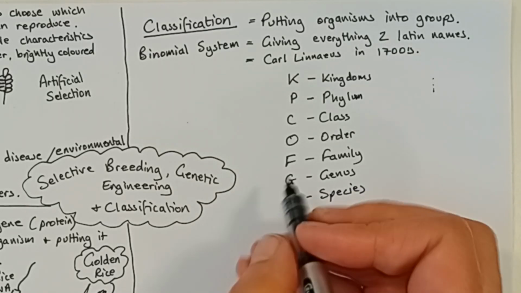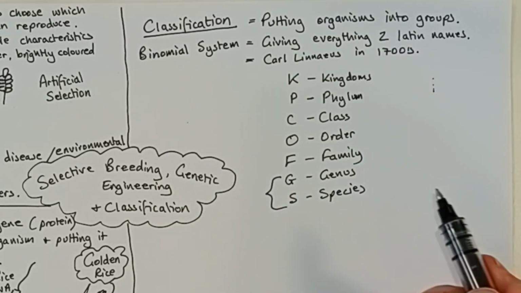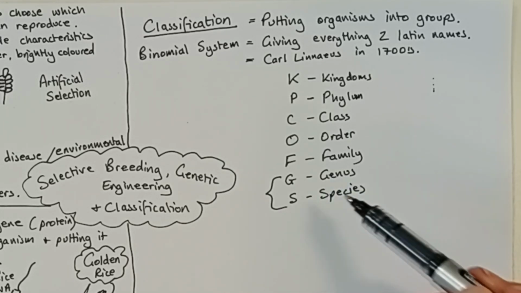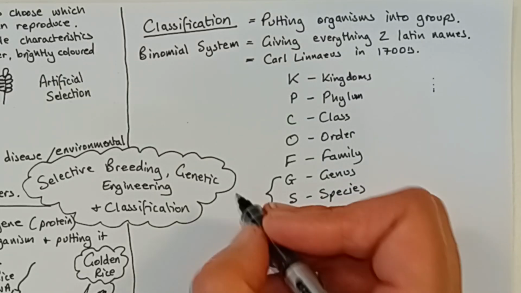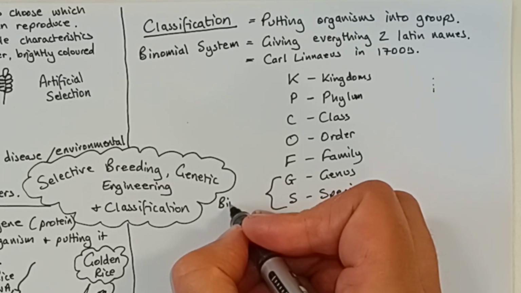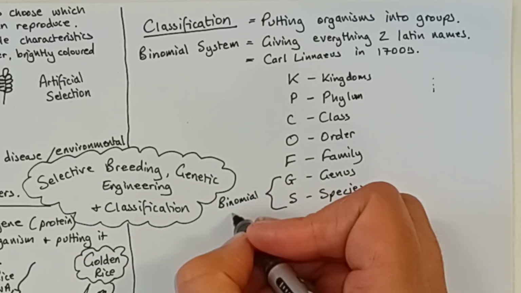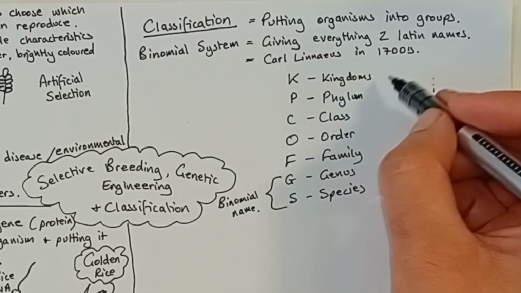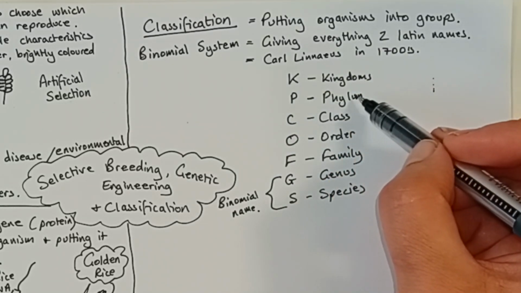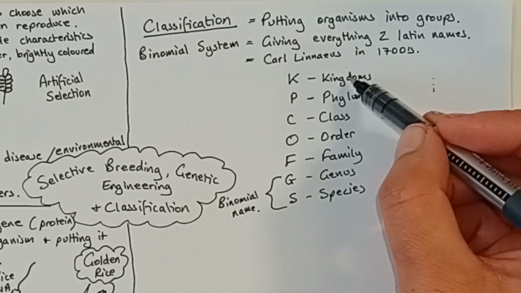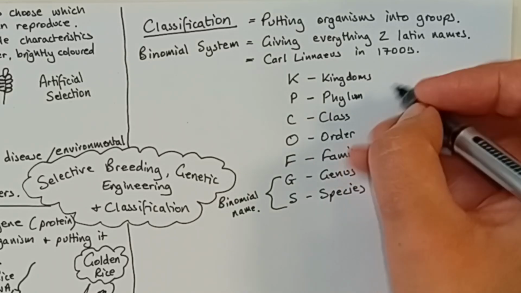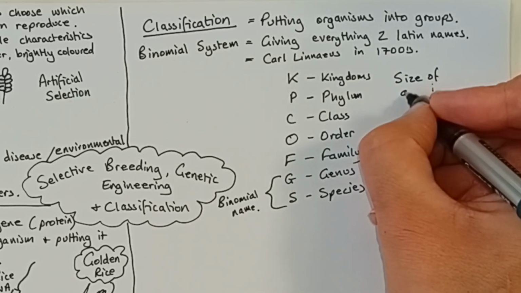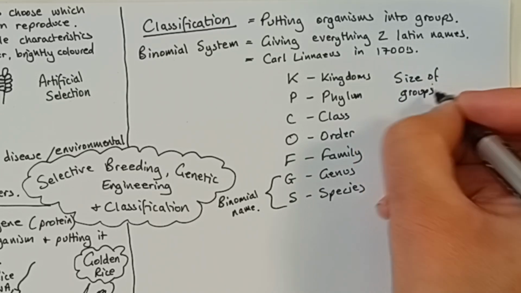So the binomial naming system just uses these two names. So Homo sapiens: Homo is the genus and sapiens is our species. So that's the binomial name. And kingdoms were the biggest groups, and phyla were smaller subgroups that sat within the kingdoms, and so on and so on. So the size of the groups gets smaller as you go down this list.